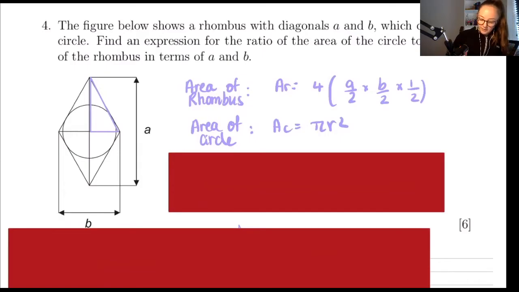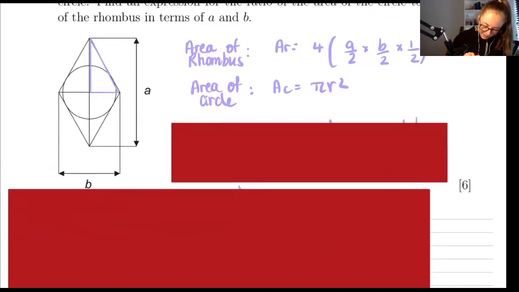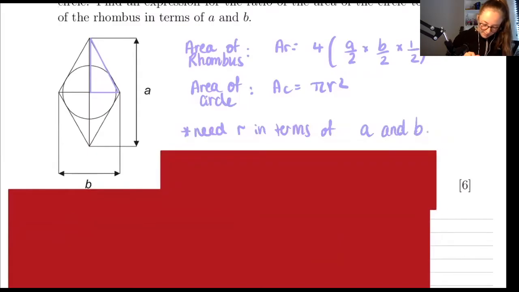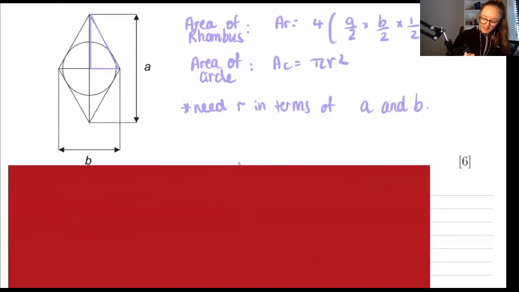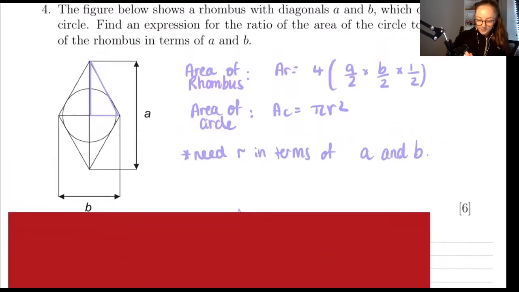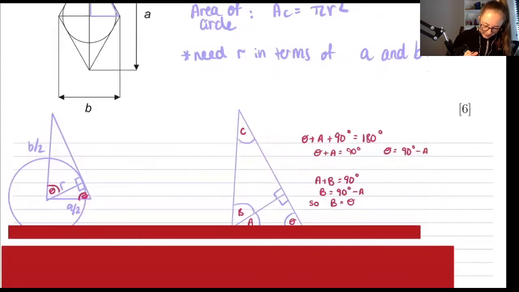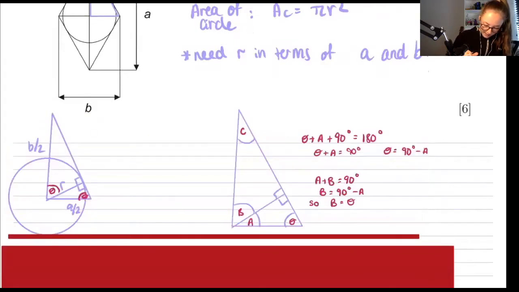And then for the area of a circle, we should all know that it's pi r squared. But the issue is that we don't know anything about r at the moment. So we need r in terms of a and b, because we want this ratio expression in terms of a and b only. We can't have r. So we need to find a relationship between r and a and b.